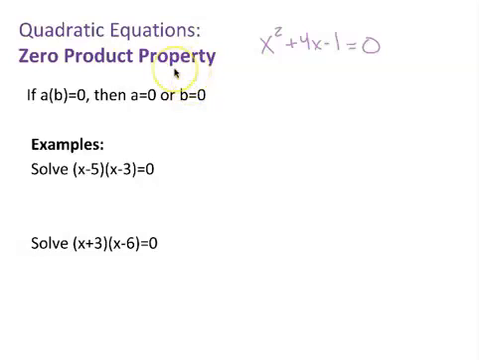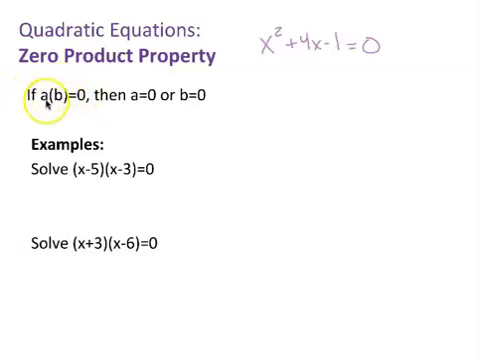And really what the zero product property is, is reminding us that when we have any number multiplied by 0, it's equal to 0, right? Because if we have 4 times 0, it's 0. If we have 6 times 0, you get the point. Any number times 0 is going to be equal to 0. And that's what this property really is stating.